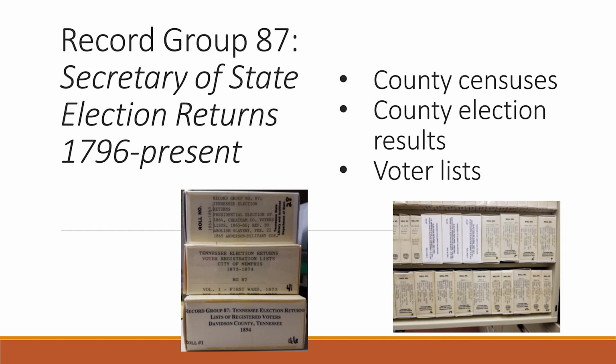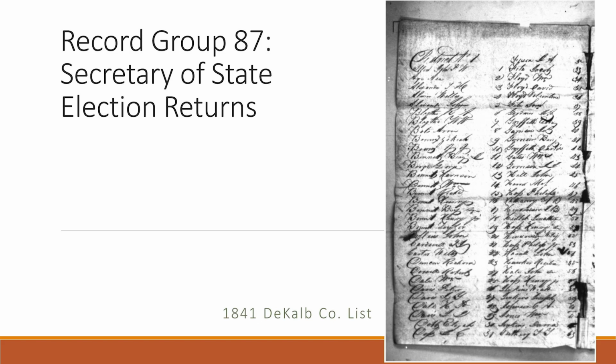So let's look at what we might see among these 700 reels of microfilm. We'll talk about county censuses. Those aren't election records, but we're going to find them in this record group. There are county election results. There are voter lists. I'll show you just an example here of some of the reels from these 700, and we'll look at some of these in a little more detail. So let's look at that first bullet up there, county censuses. What are we going to see there? There's an 1841 voters list, as it's commonly called.